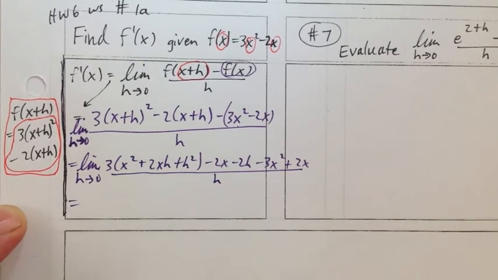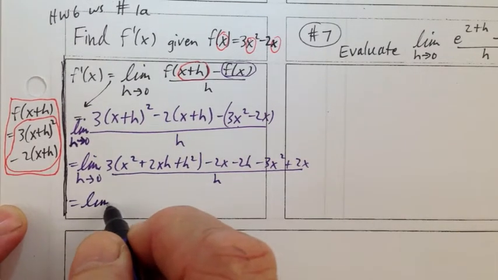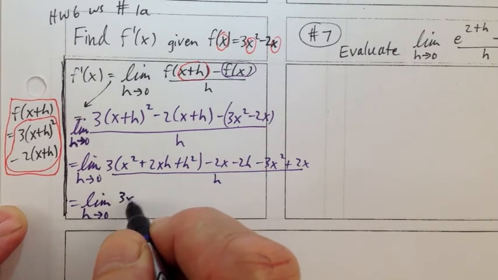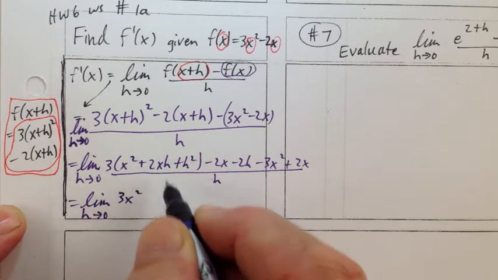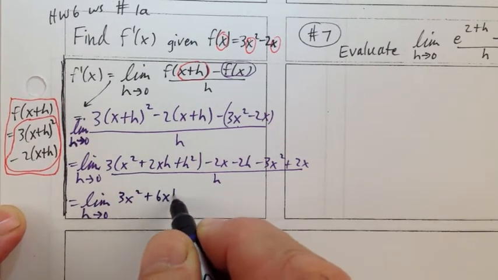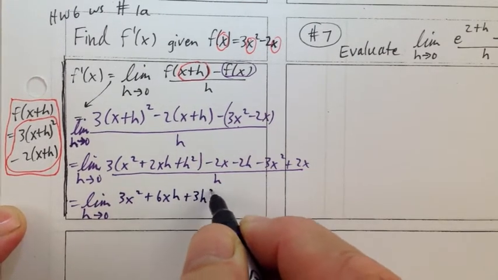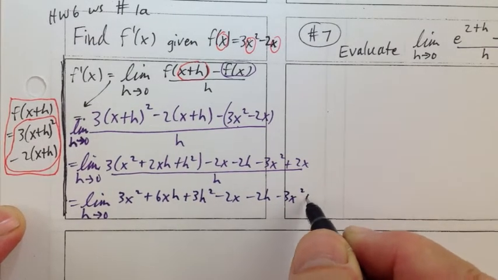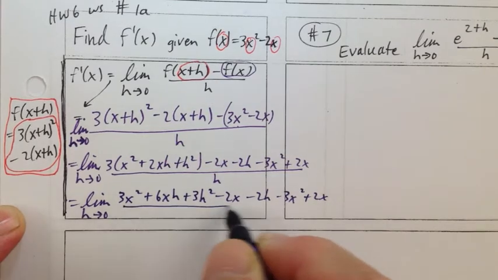Okay, so we're going to have to keep going down here. Equals the limit, and when you do these kinds of problems, I want you to make sure you keep writing that limit. 3x squared, so we're distributing the 3, plus 6xh plus 3h squared minus 2x minus 2h. Okay, and this whole thing here, all over h.